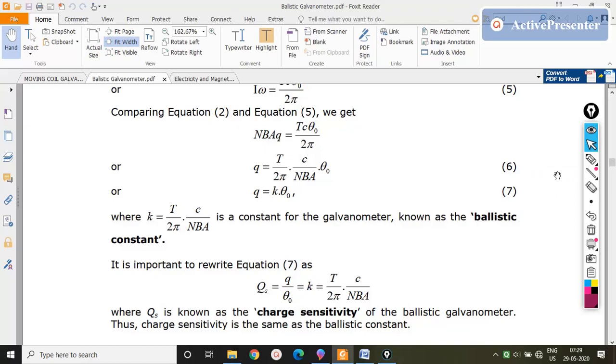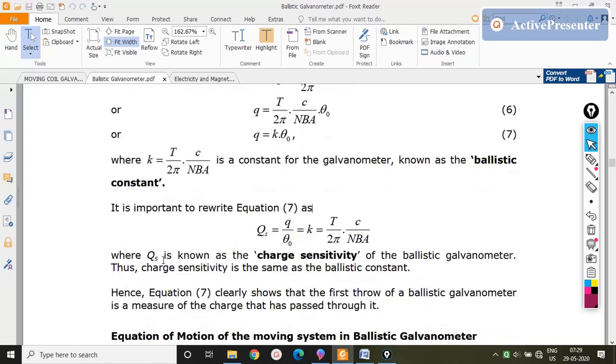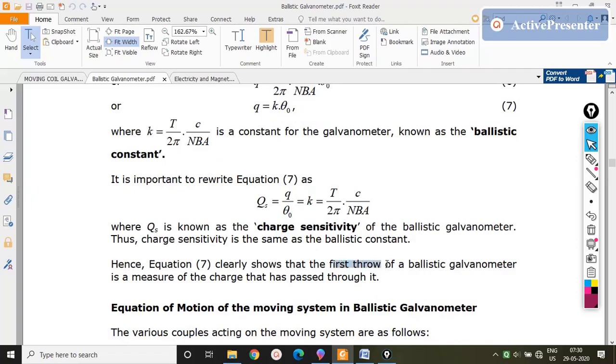So all this together constitutes a constant K, and it has a special name. This is known as the ballistic constant. So this equation can also be rewritten as Qs equals Q by theta naught, where K is T by 2 pi times C by NBA. This Qs is also known as the charge sensitivity of the ballistic galvanometer. So equation 6 represents a link between the charge which has passed through a ballistic galvanometer and the deflection theta naught obtained in it. This deflection we call the first throw of the ballistic galvanometer.